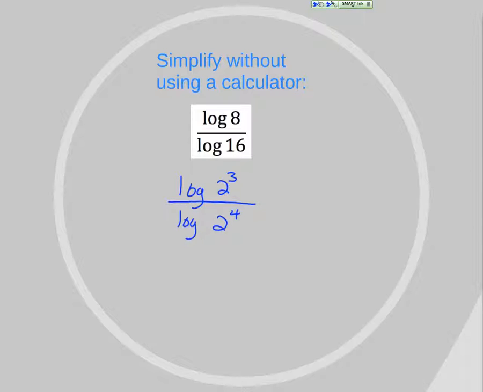But what we can do now is use one of those laws in reverse. So we can use those laws that go forward and backward, right? So I can put the 3 out front, and I can put the 4 out front. And that's like a multiplication. So I've got 3 times the log of 2, and 4 times the log of 2.